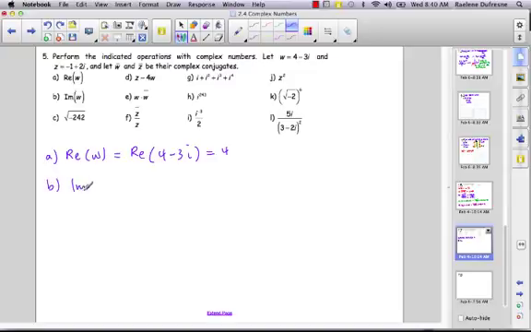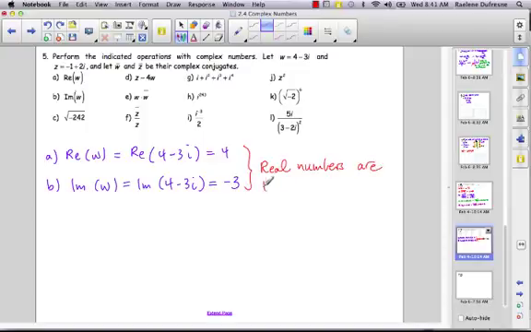In part B, we want the imaginary part of w. So the imaginary part of 4 minus 3i. A lot of people think it's the whole term negative 3i, but the imaginary part is just the coefficient of the imaginary part. So the results from both the real part of w and the imaginary part of w are real numbers.